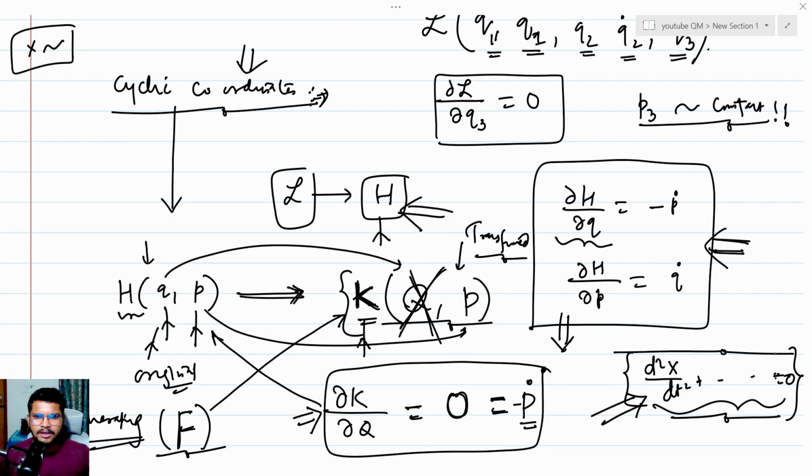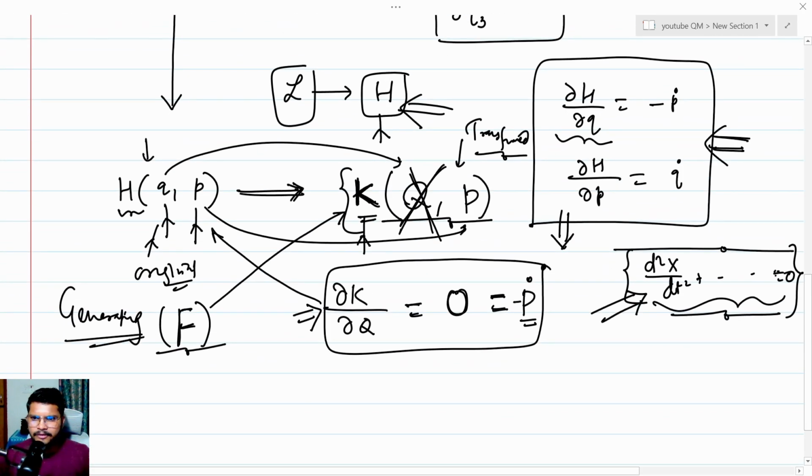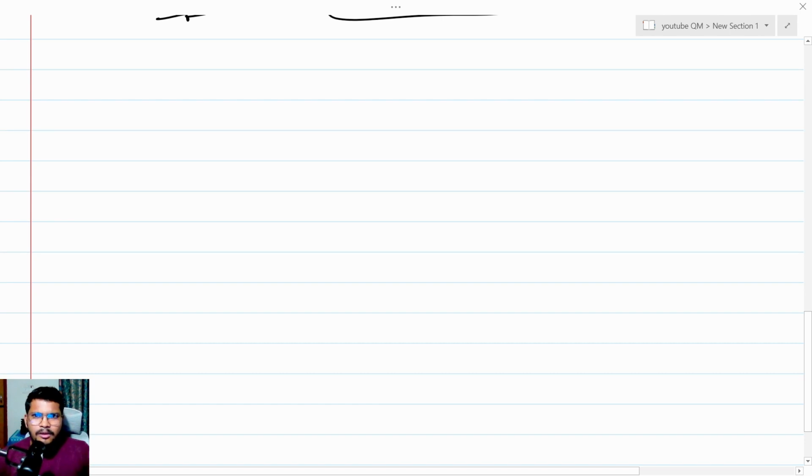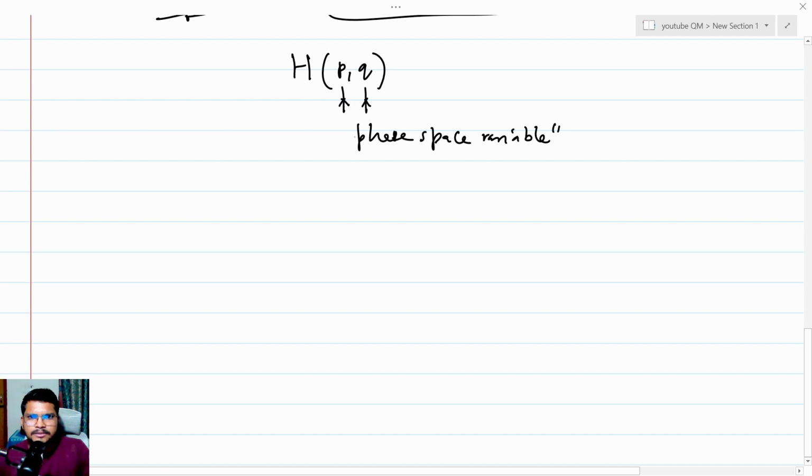Okay, so let me briefly give you how we can do it. What I am basically trying to do is the following. I have H that is going to depend on the original momentum and coordinate. Momentum is denoted by small p, and there is a small q for the generalized coordinate. Now these are called phase space variables.